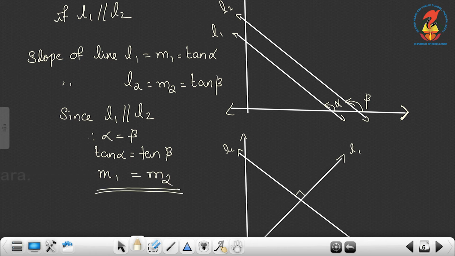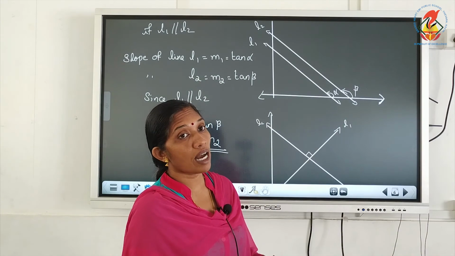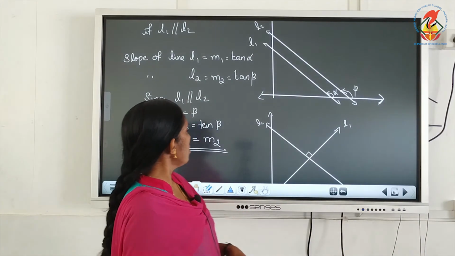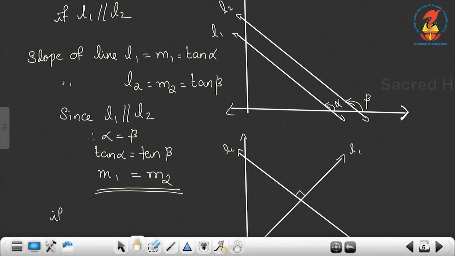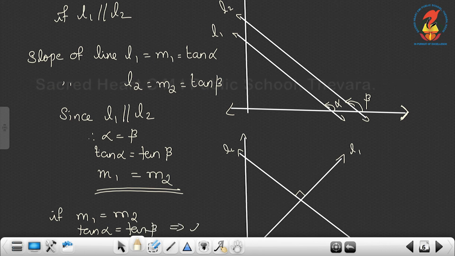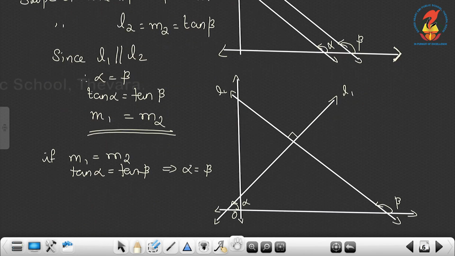Okay. So when two lines are parallel, their slopes are equal. The converse is also true. If M1 is equal to M2, that is, two slopes are equal, M1 is tan alpha is equal to tan beta, then we can write alpha is equal to beta. Alpha is equal to beta means corresponding angles are equal. Therefore, we can say that L1 is parallel to L2.